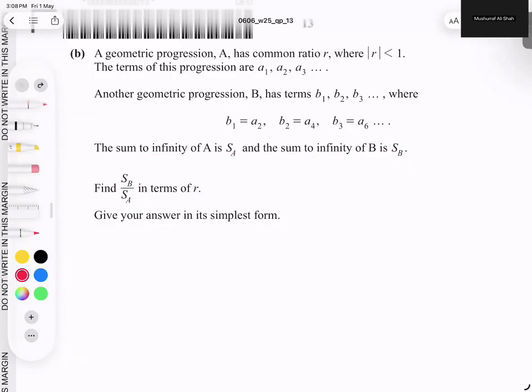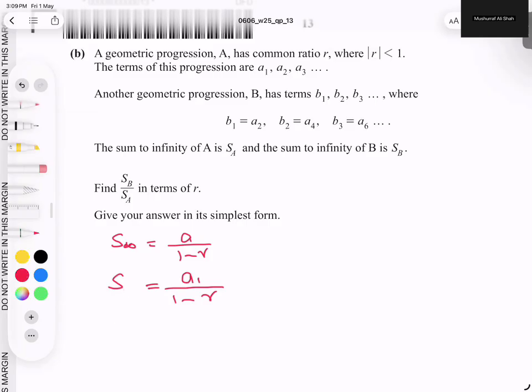So first of all, we have to go for the sum to infinity. But look at, students, what is the sum to infinity formula for sequence A? The formula is basically A over 1 minus R. What is the first term of sequence A? It is A1, so I'm writing here A1, and the common ratio is R, so I'm just leaving it as R. This is done.